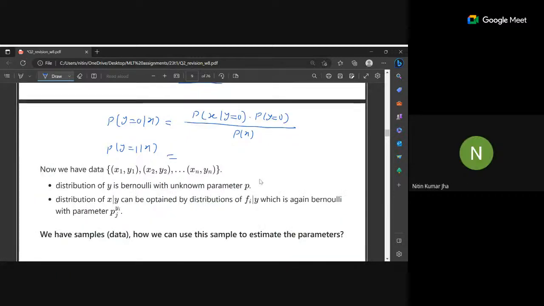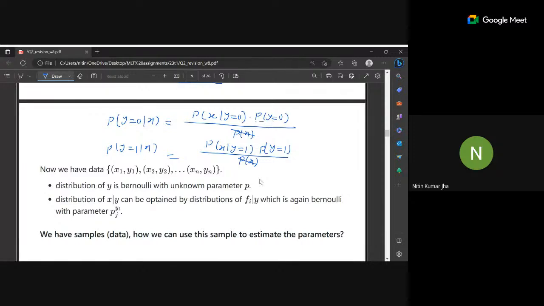Similar thing. This will become P(x given y=1) times P(y=1), divided by P(x). As I'm comparing these values to see which one is larger, I can ignore the denominator because it's the same in both, right? So I need to compute these two values now.